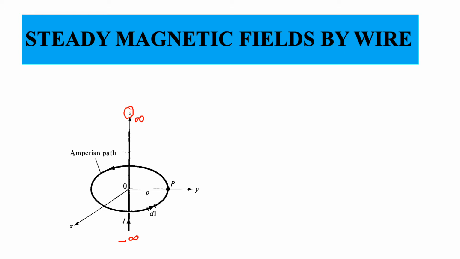So remember, Ampere's law says: consider any particular contour C. If you integrate the tangential magnetic field over the contour, that must equal the total current enclosed by that loop or contour.